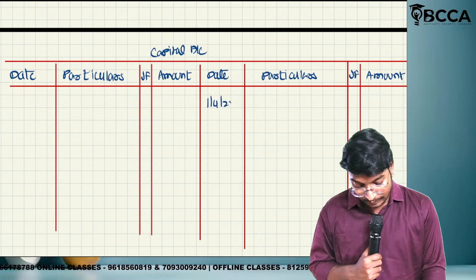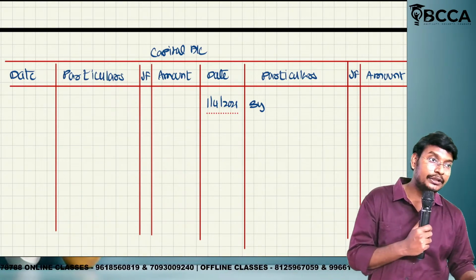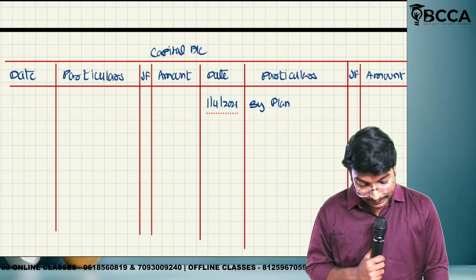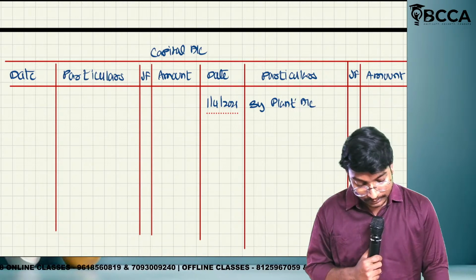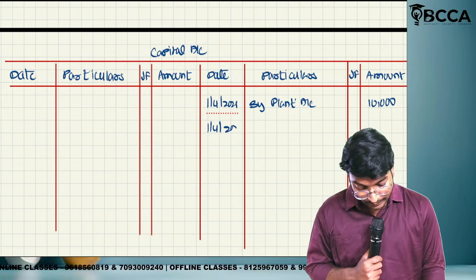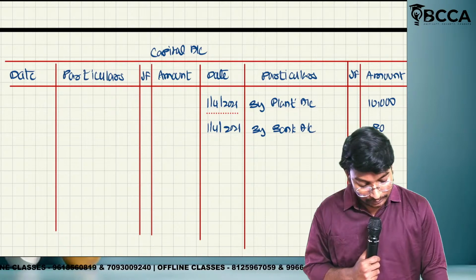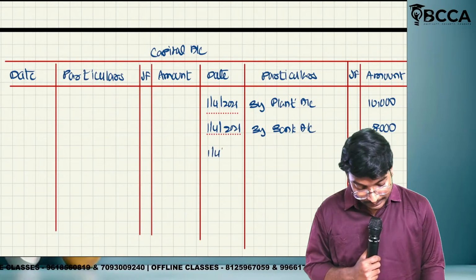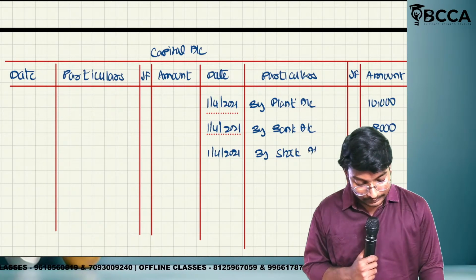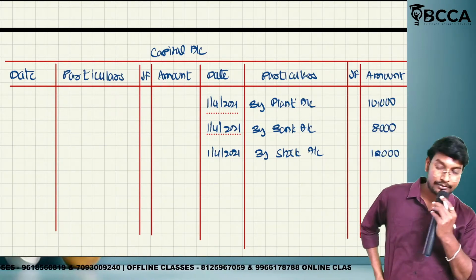1st April 2021. While posting in the credit side of the particular account, we need to use the word called what? Buy. So buy plant account. How much? 10,000. Next, on the same date, 1st April 2021, buy bank account. How much? 8,000. Next, on 1st April 2021, buy stock account. How much amount? 12,000. So we have posted the first journal entry successfully. Yes or no? Yes.